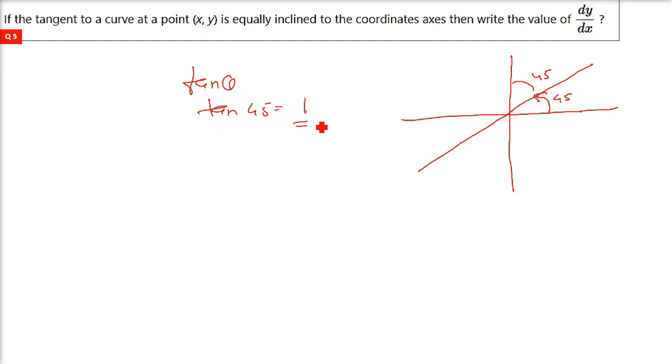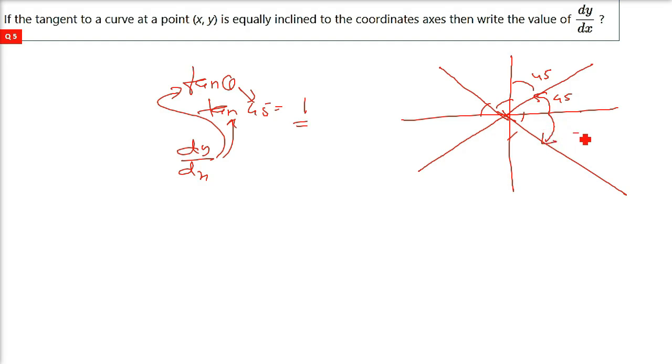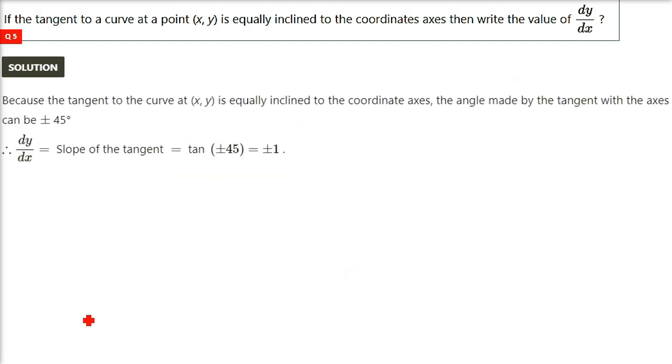No, it's not just 1. See, dy by dx, tan 45 degree or tan theta, all these are the same. So this is going to be 1. But as I'm saying, if I make a line like this, this is also equally inclined to the coordinate axis. So there will be two lines, and if you make the anti-clockwise direction computation of the angle, the slope will be negative. Basically it's tan minus 45 degree, and you know tan minus theta is minus tan theta. So it will be minus 1. Plus minus both will be the answer. So this is the whole scenario which I just explained. This is how you're going to go about it.